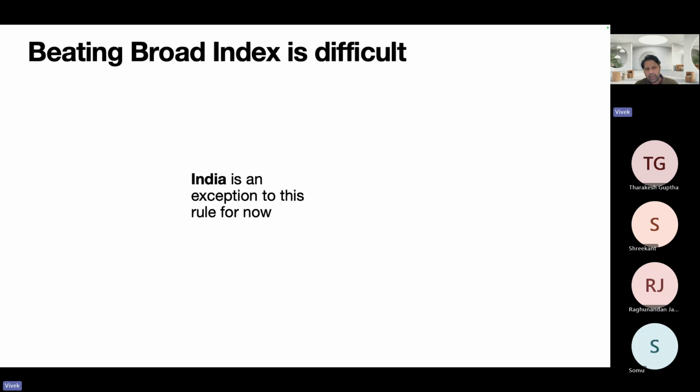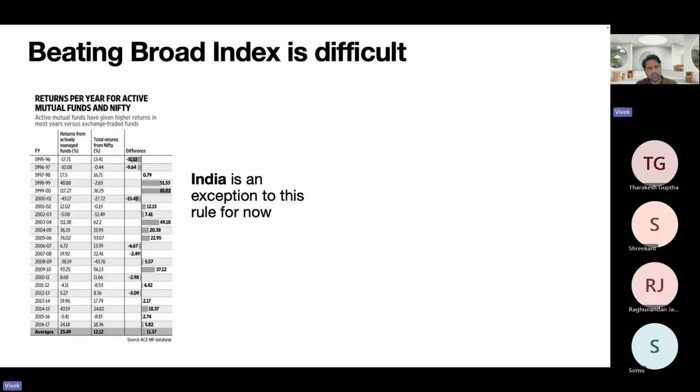So I've looked at the data. India is actually an exception to the rule. On the left hand side, you see a chart of what the active funds made every year, from 1995 to 2017, and in the middle you've got the total returns that people made from the Nifty. As you can see, there was a very huge difference. The active funds were able to get 23% average returns, while the Nifty only delivered 12.5%. So definitely a lot of active funds made more returns than the Nifty. So investing in active funds made sense in India.